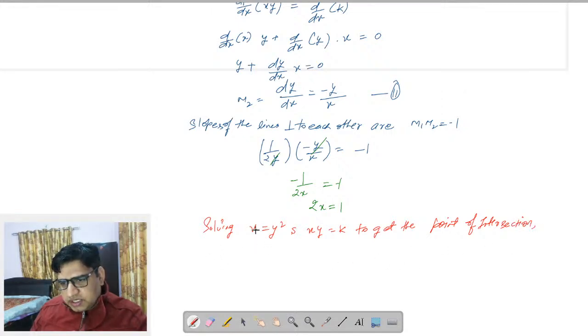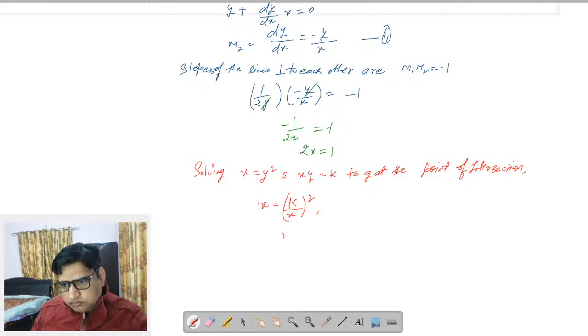So what to do in this? Put y squared in place of x, and you can say put k by x in place of y. So x is equal to, and substituting y here, y is equal to k by x, so x equals k by x squared. Okay, and solving it further will result into x cube is equal to k squared, and solving it further will result into k to the power 2 by 3. Okay, so k to the power 2 by 3 is the result here, and this is equation 3.